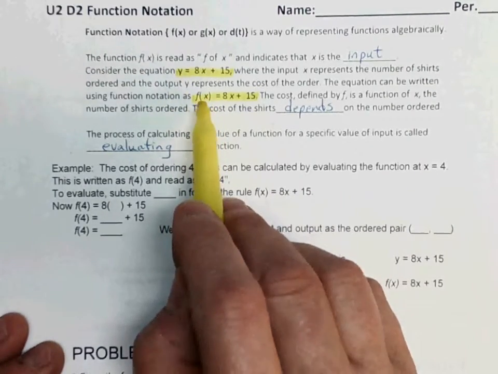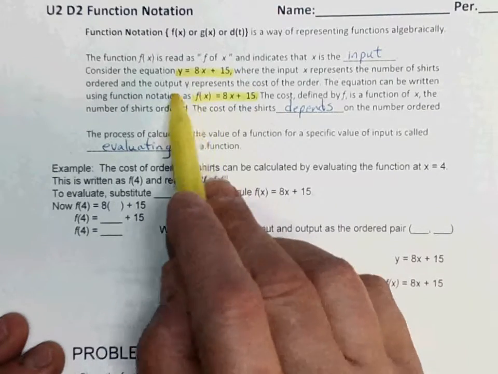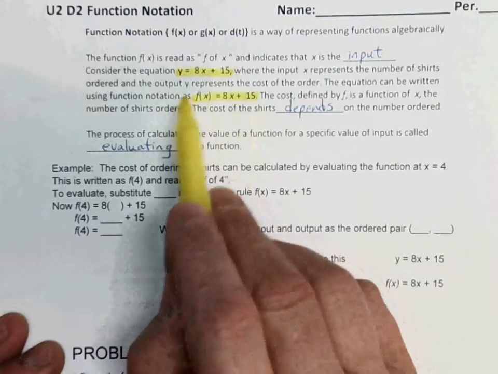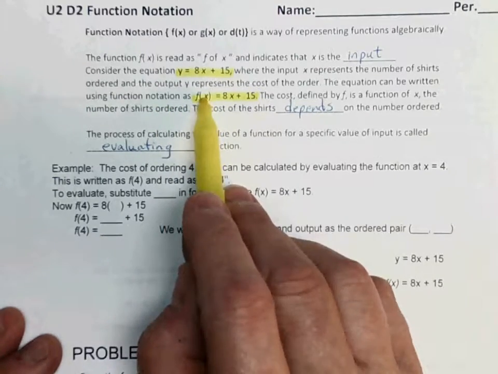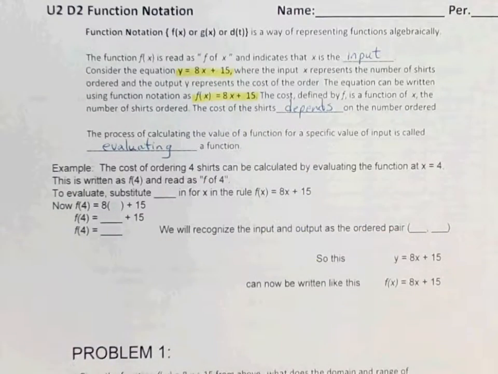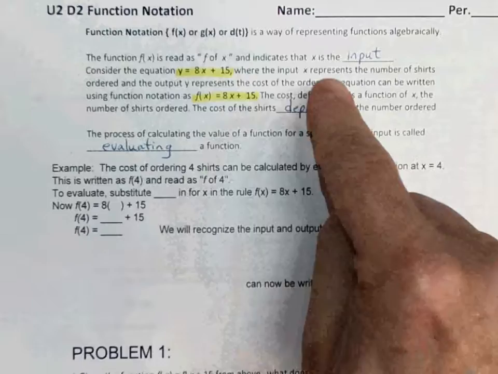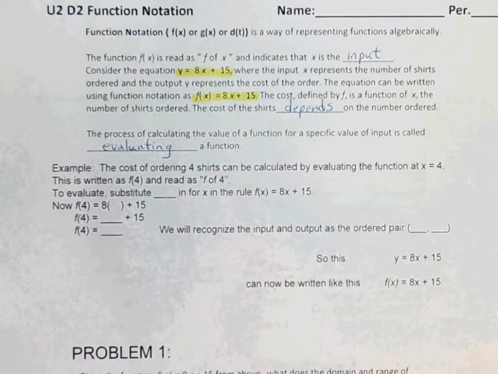Now, remember that this is not f times x. We're not bringing in another variable. This is a function of x. What is the process in each of these? Multiply by 8, add 15. So the cost of the shirts is going to depend on how many I order.